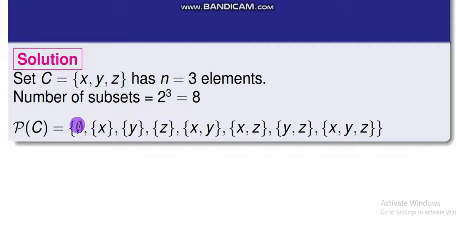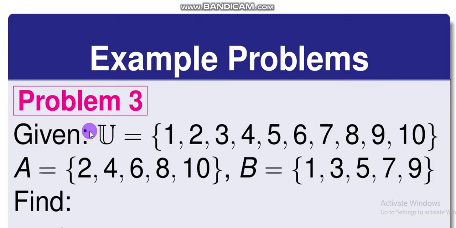Remember, each one here is a set. This is a set, this is a set, this is a set. Then you collect all of them also as a set, and that makes it a power set. Okay, I hope that is understood. Example problems continue.